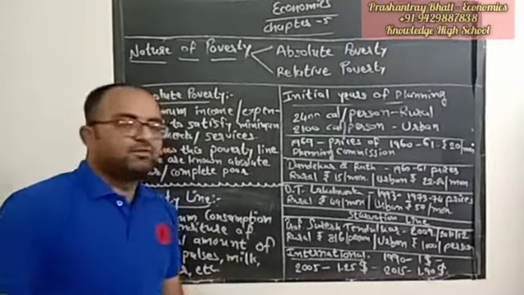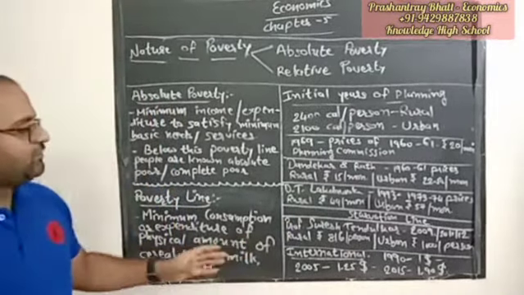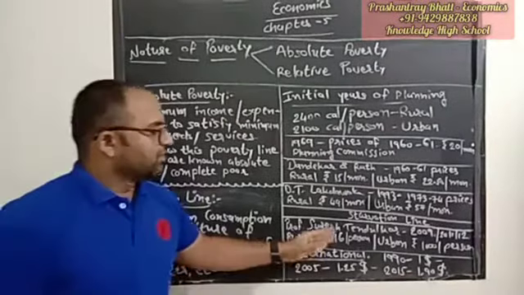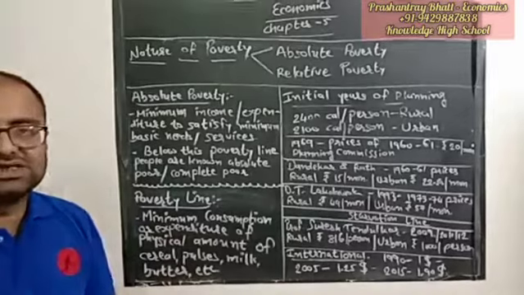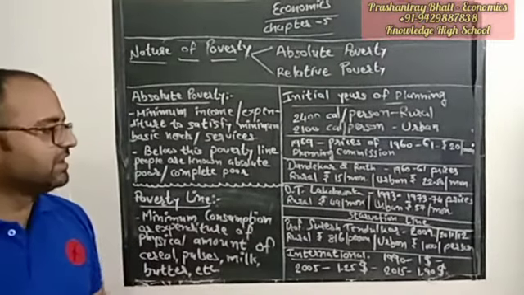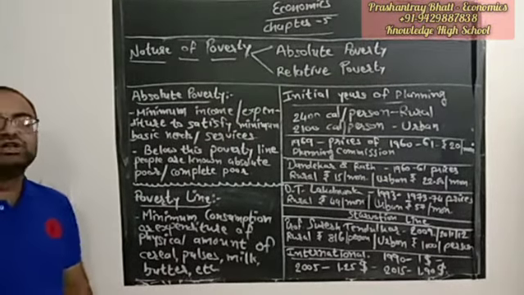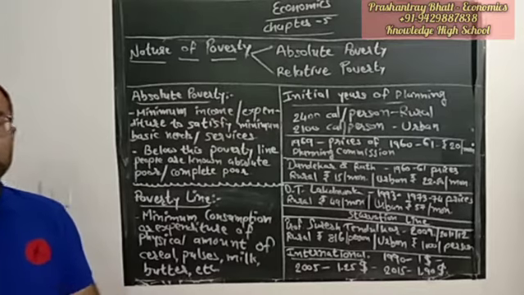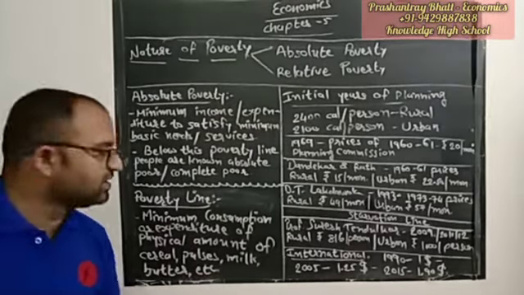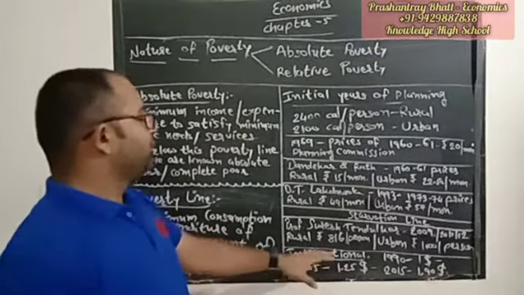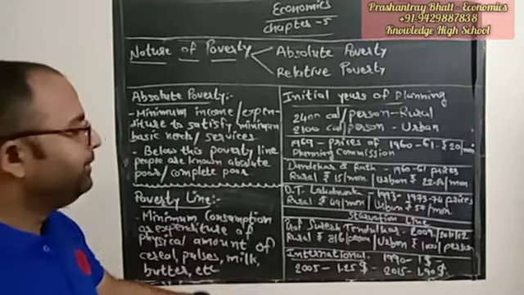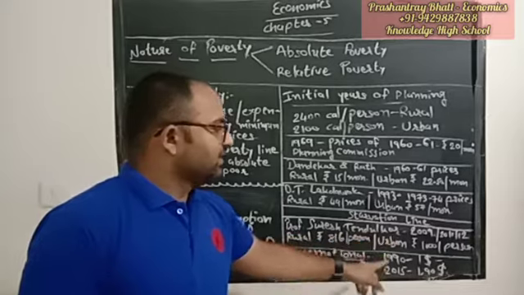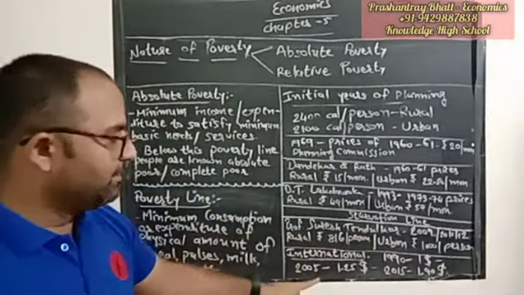So the new committee was framed, and it was framed under the leadership of Professor Suresh Tendulkar. Right? In 2009 they appointed Suresh Tendulkar as the committee leader or chairperson, and in 2011 they came up with a new idea by adding health and education also with the calorie consumption, and that's how they defined the poverty line of rupees 816 per person per month in the rural area and rupees 1000 per person per month in the urban areas.